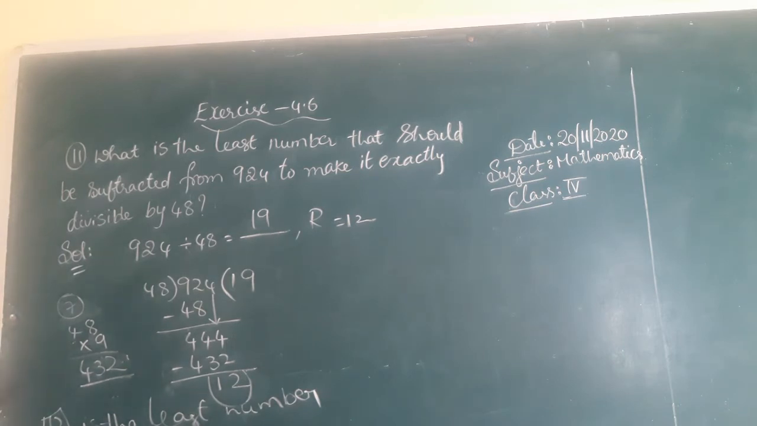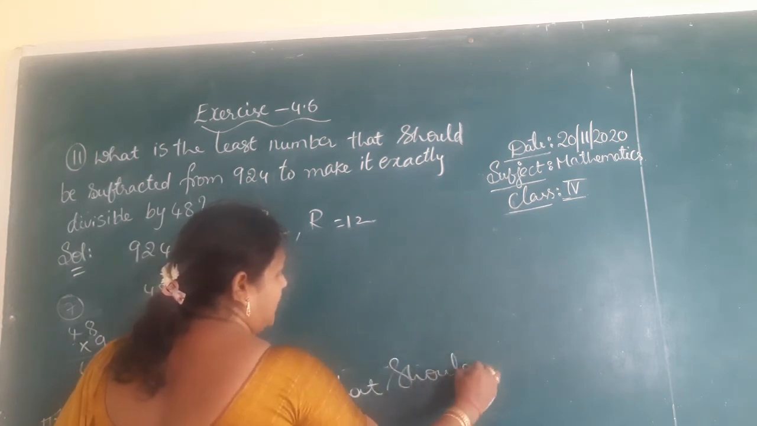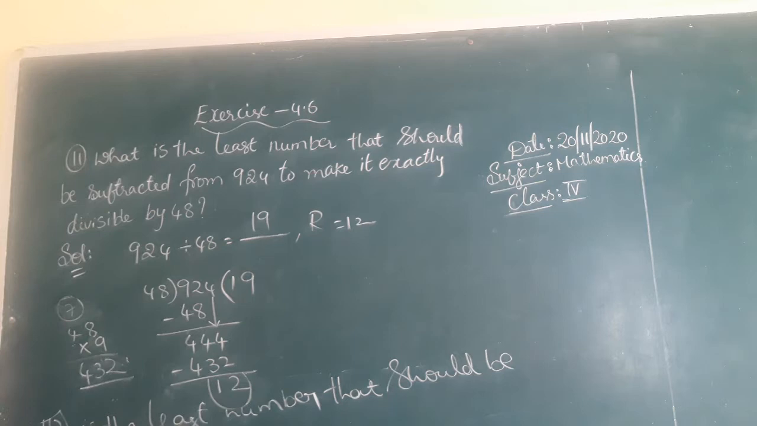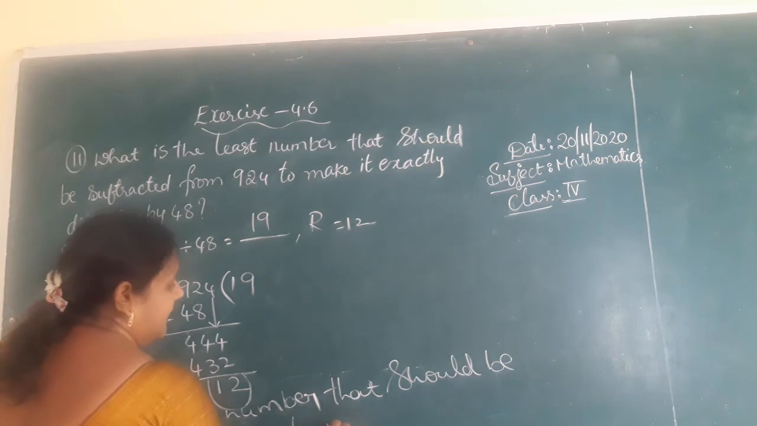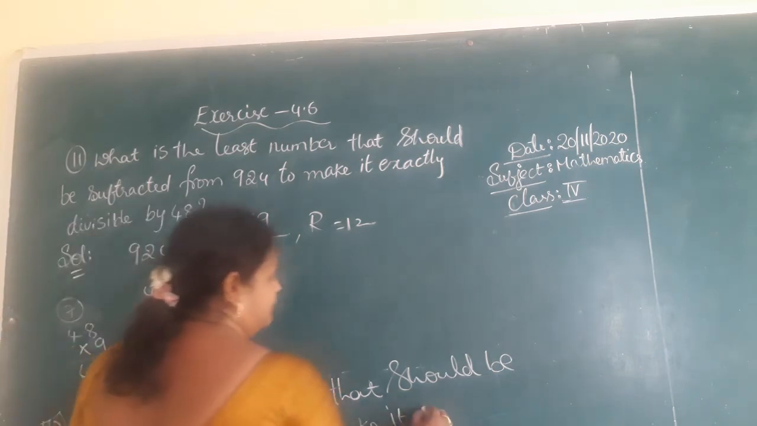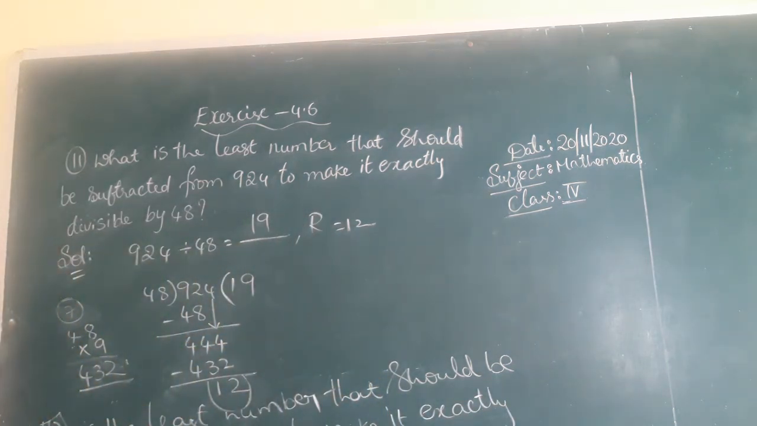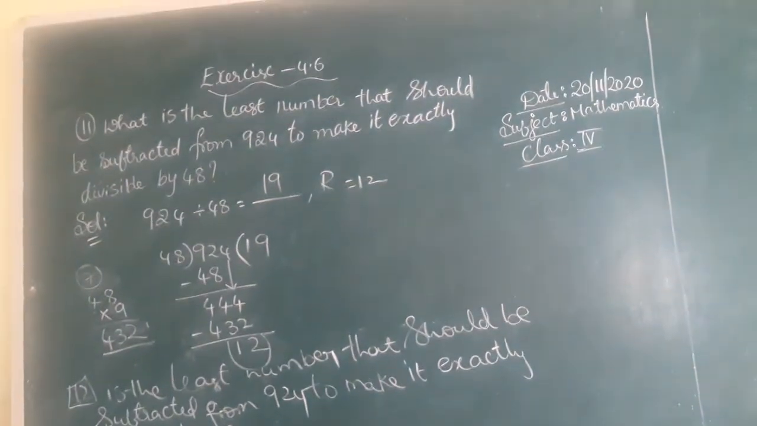924 to make it exactly divisible by 48. Okay. See the next one, Amma.